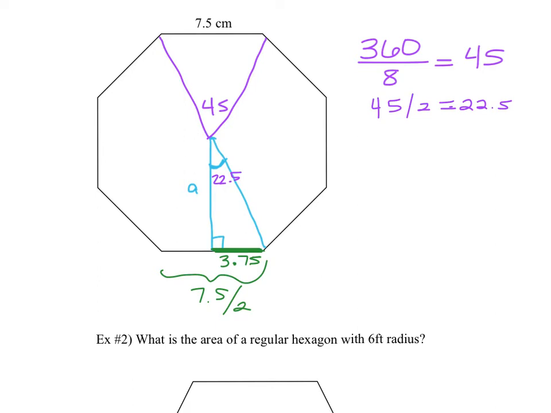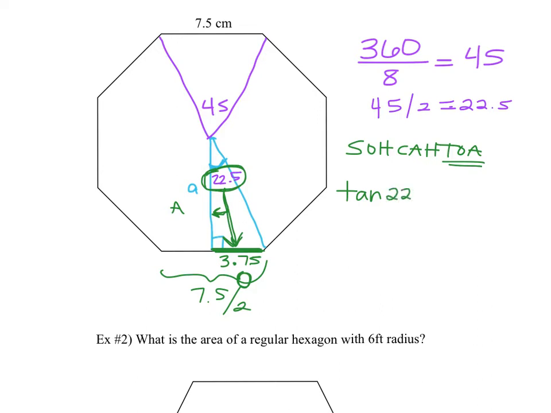Now look at that triangle. You have an angle, a side across from it, and a side next to it, and we're looking for the length of that side next to it. How do we find it? SOHCAHTOA, right? Which trig function are you going to use? From the angle, this would be the opposite. This one is adjacent, okay? So opposite over adjacent is tangent. Now it's the tangent of what? Always the angle, okay? So the tangent of 22.5 equals the opposite side, which is 3.75, over the adjacent side, which is our apothem.